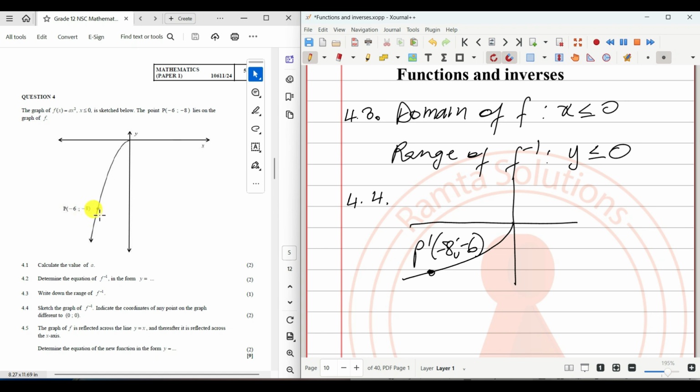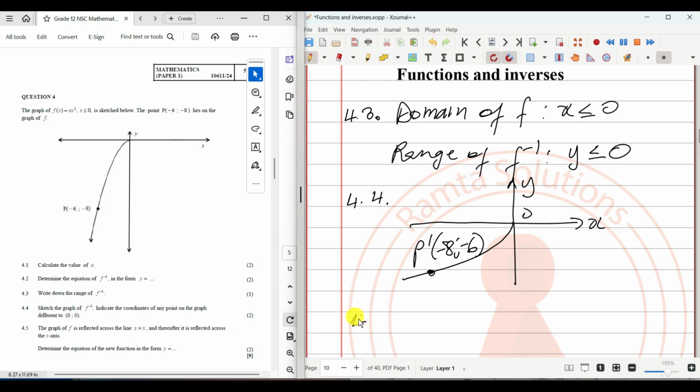Whereas x becomes y, whereas y becomes x. Can you see this? Whereas x here was -6, it'll become y here. Whereas y here will become x here. Easy peasy, yeah? And of course, this is your origin. That's 2 marks.